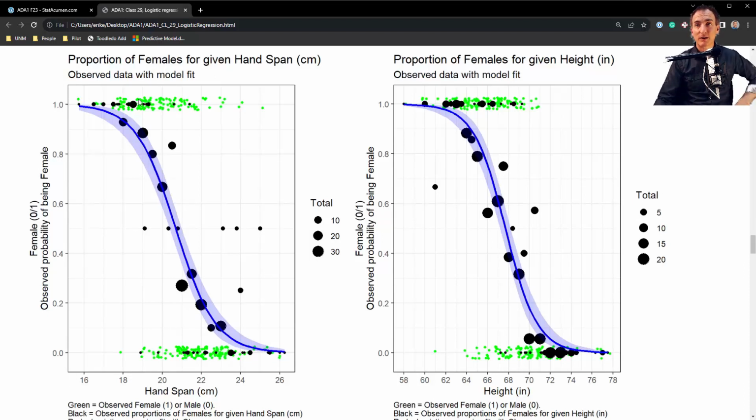Here's the data. Okay. On the left we have handspan on the x-axis, and we have the probability of being female on the y-axis. The green dots are down here at 0 for males, so those are the observed handspans for males. For females, there are 1, so these are the observed handspans for females. The black circles are the proportion of females for a given handspan.